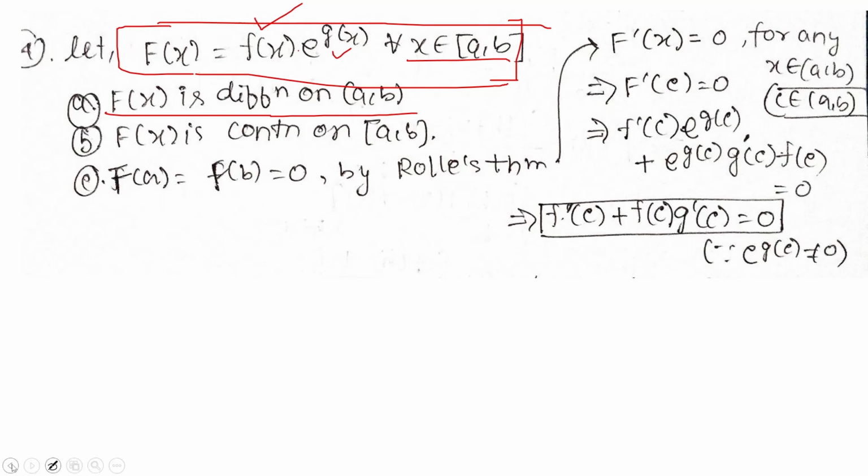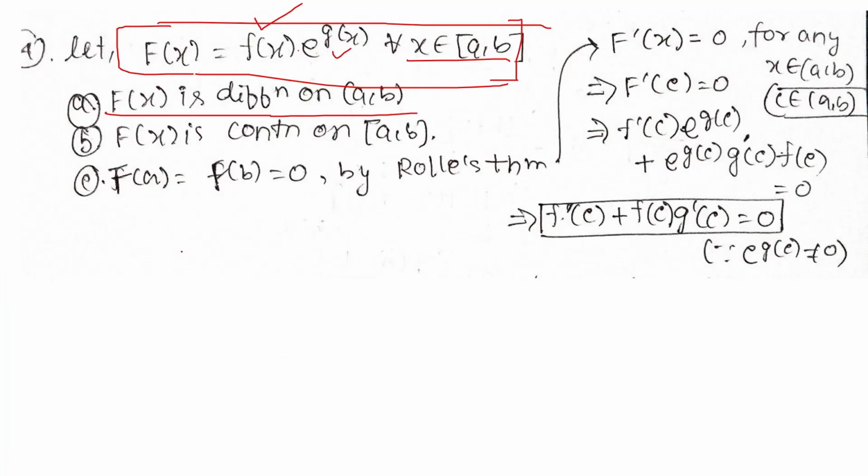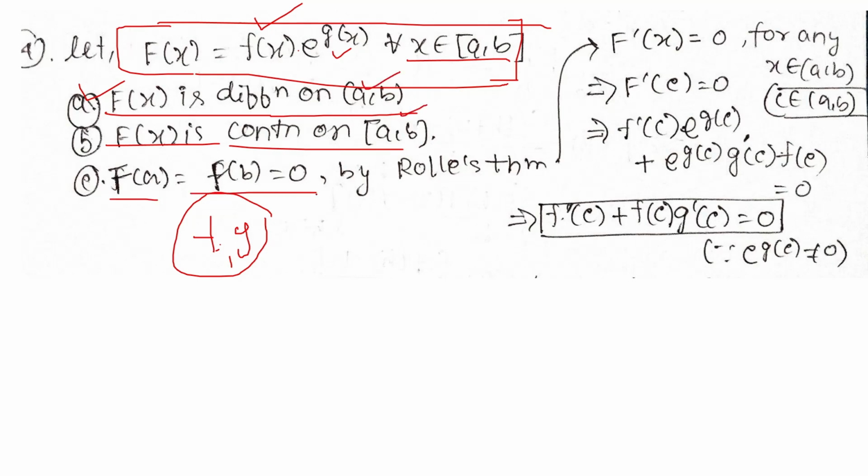It is given, because f(x) and g(x) are multiplied. Any functions f and g, if both are individually differentiable, then the multiplication is also differentiable. So by that property, we can say the function is differentiable on the open interval and continuous on the closed interval. So f(a) equal to f(b).